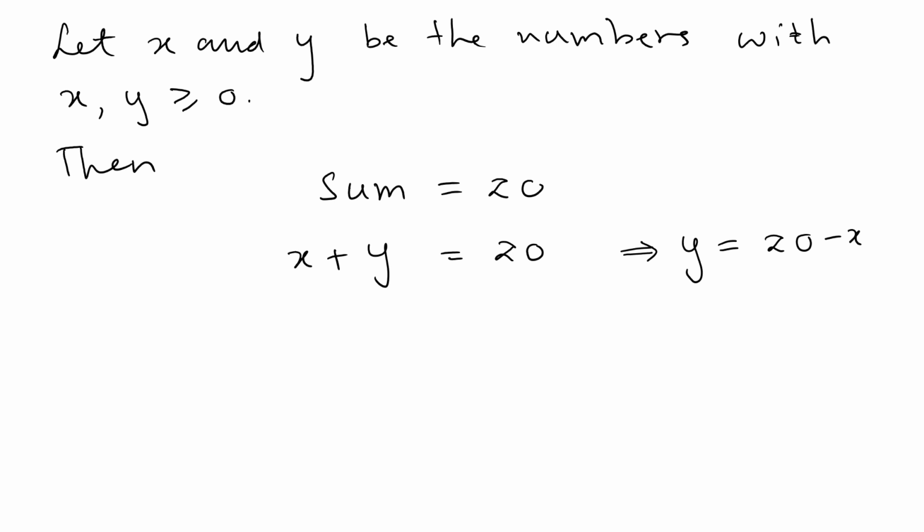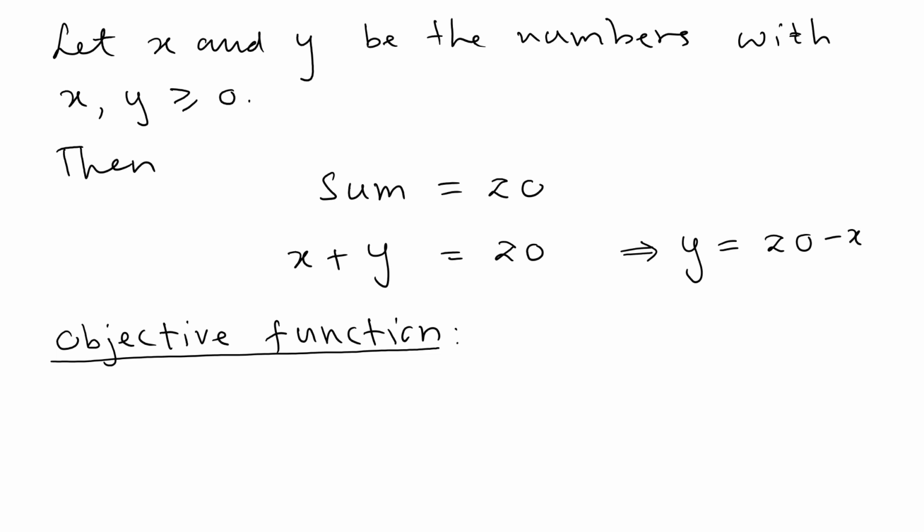Now let's write the objective function. The objective function in this case is the product, because you're looking for the maximum product. Let's say the product is P. You can see that it has two variables, x and y. The product is x times y. In algebra, we just write xy, and when you write xy, that means it's a product.